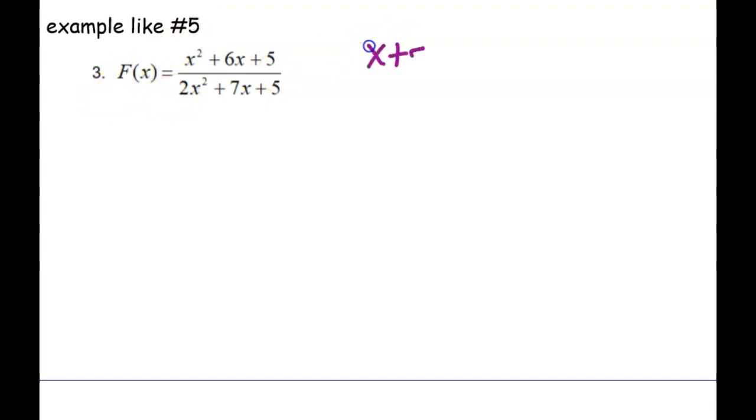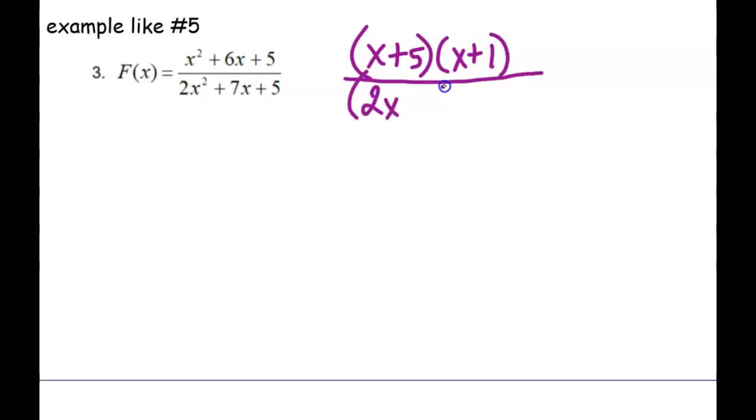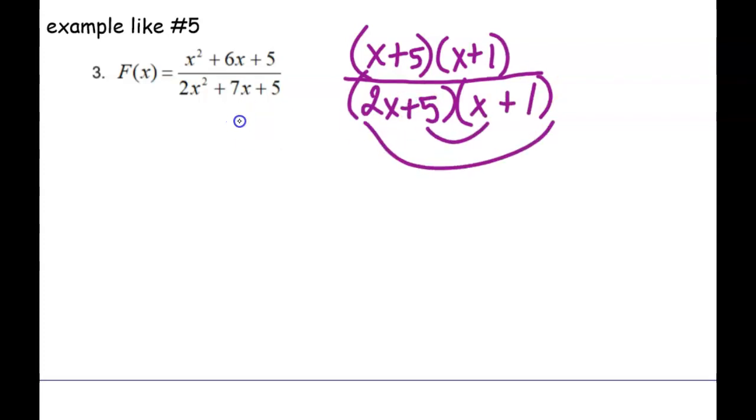I'm going to factor. It factors x plus 5, x plus 1. Whoa, whoa, that's not a 1. I can't blame the slate, right? Okay, the bottom, we have a 2x and a 5. That would give us a 5x and a 2x would give us the 7 in the middle. Okay, I think I'm good.